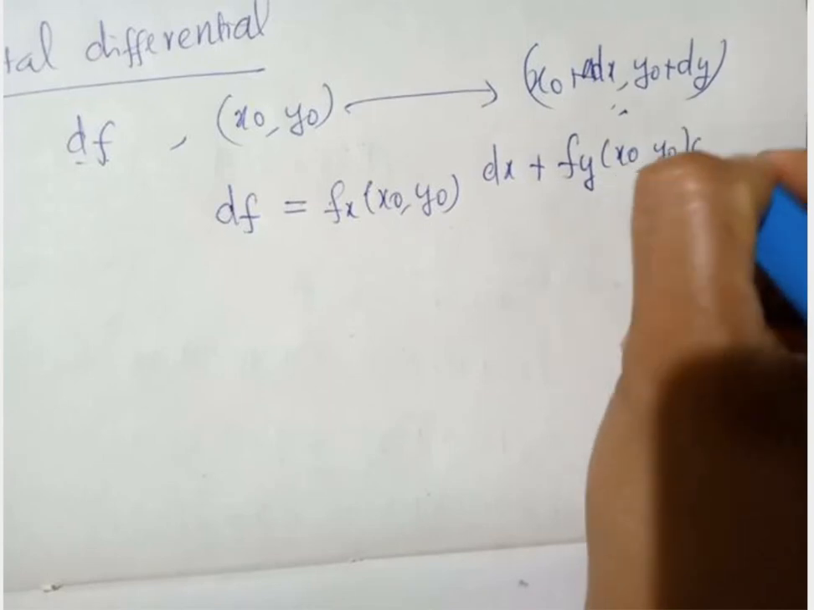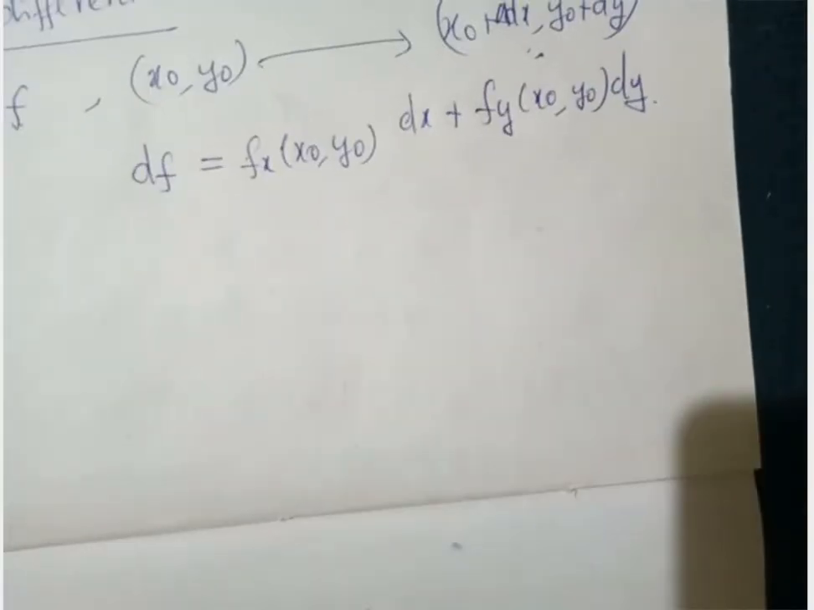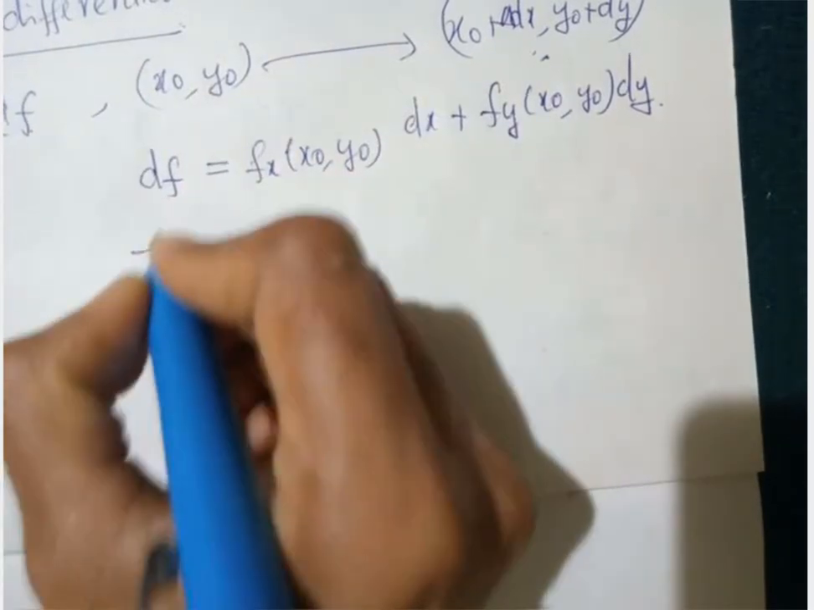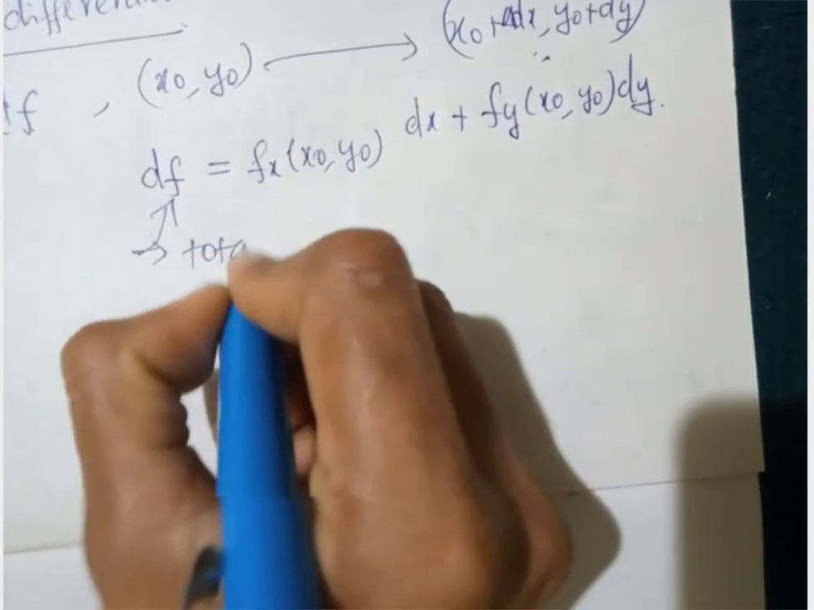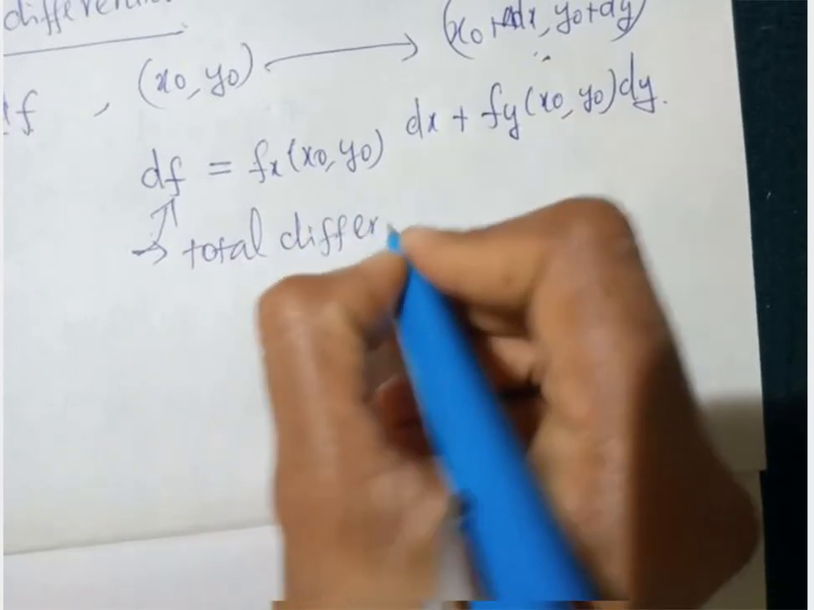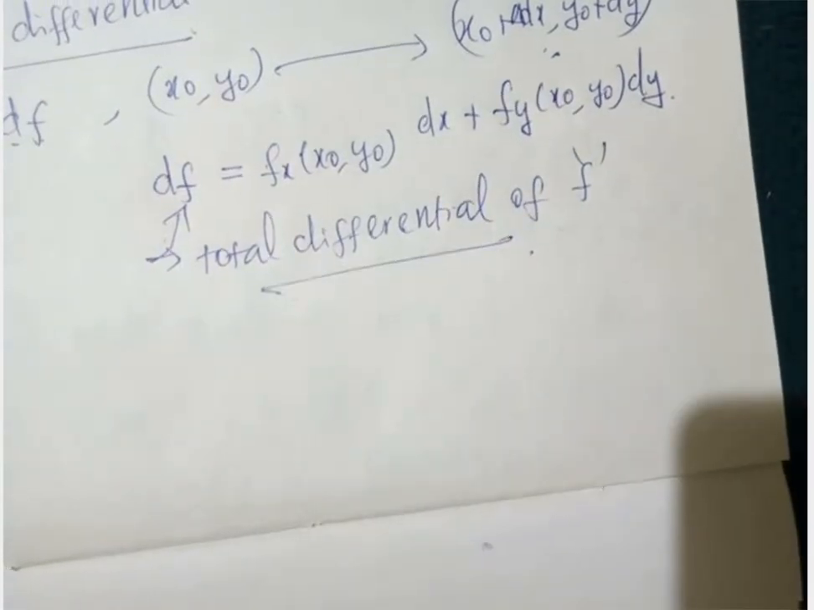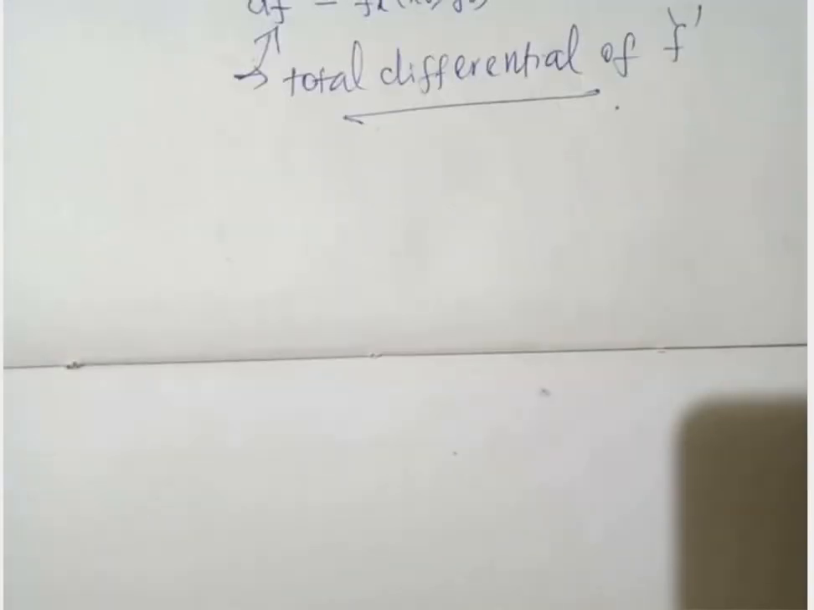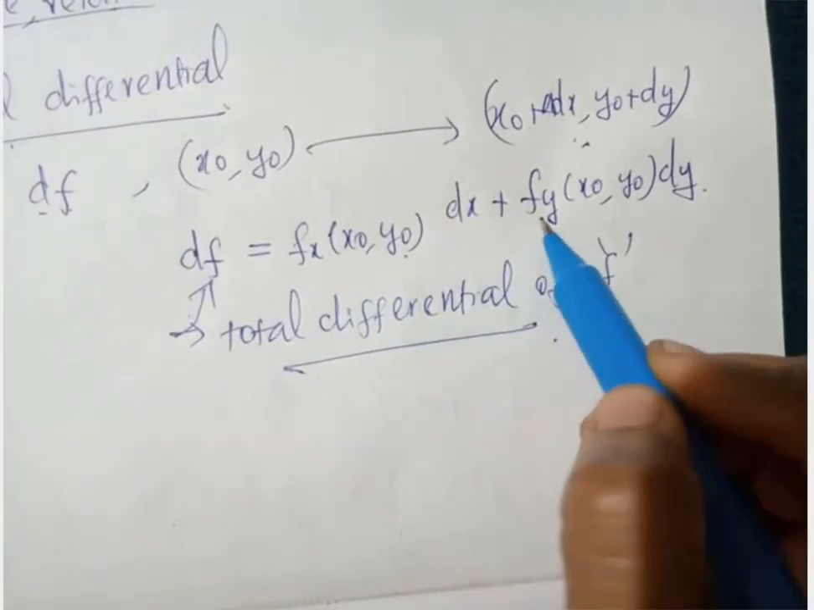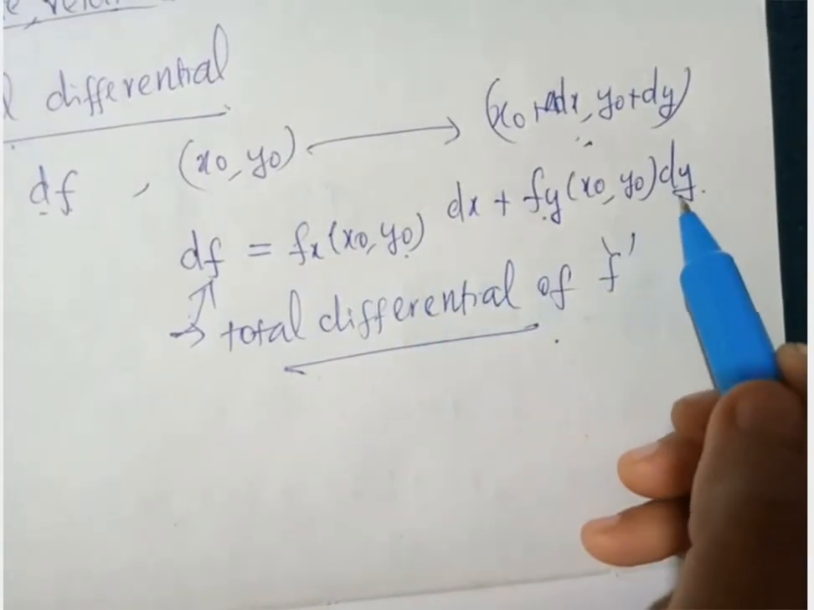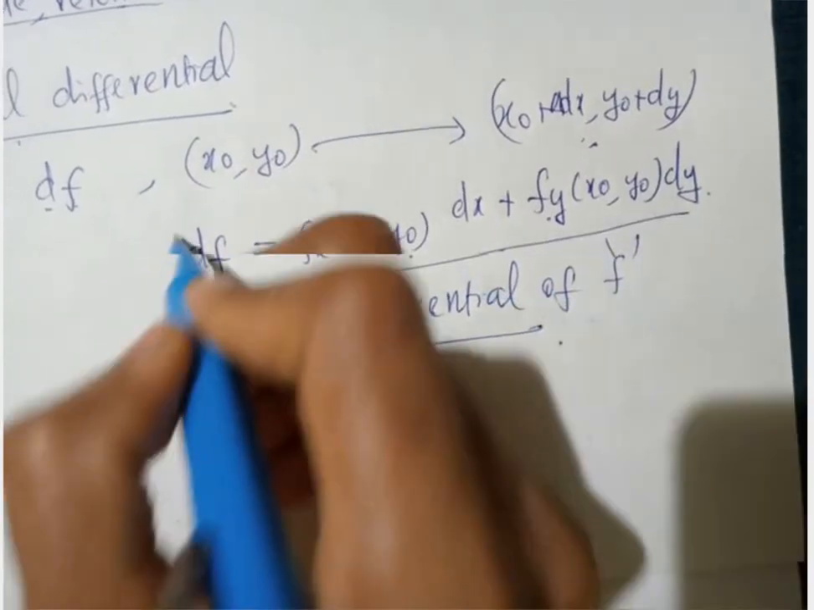This is the change in the function f, the change in the linearization of f, and it is termed the total differential of f. Is it clear? So df is the total differential and is defined as fx at (x0, y0) times dx plus fy at (x0, y0) times dy. This is a formula. You have to note it carefully.